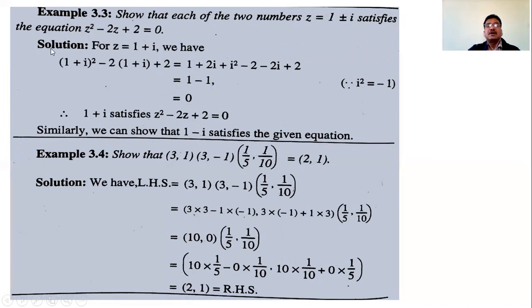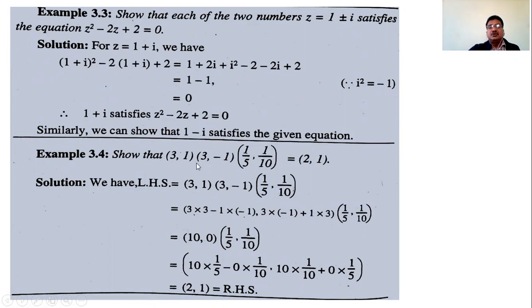And then (1 plus i) square means directly use (x plus y) square, that is x square plus 2xy plus y square, or we can find (1 plus i) square as (1 plus i) into (1 plus i). We have this answer 0, and therefore 1 plus i satisfies this equation. Also we can show that 1 minus i also satisfies this equation.